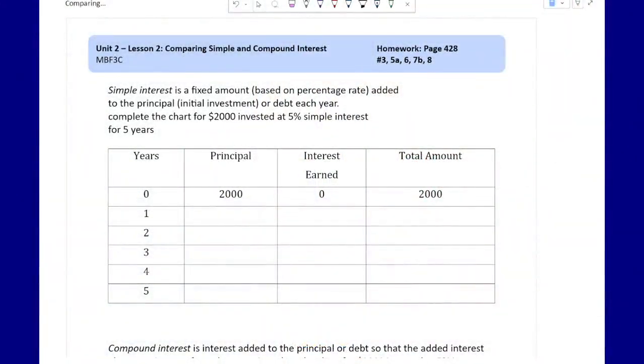In today's lesson, we are going to be comparing simple and compound interest. In our last lesson, we looked at simple interest and learned how to calculate it. Again, interest is something extra, something earned or something owed on top of an initial amount, depending on whether you're borrowing or saving money.